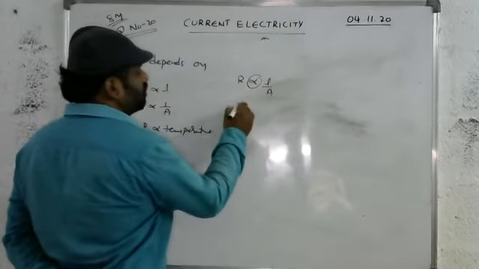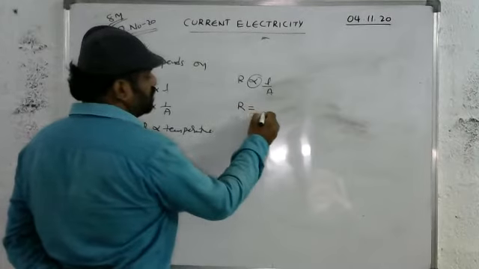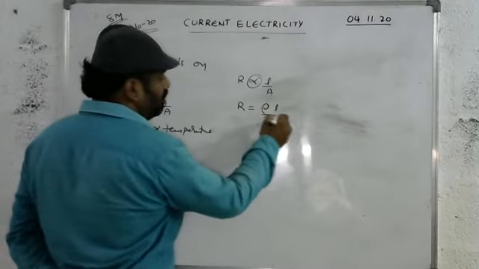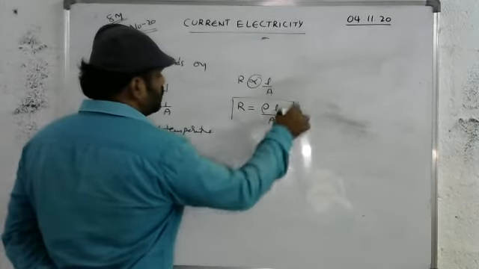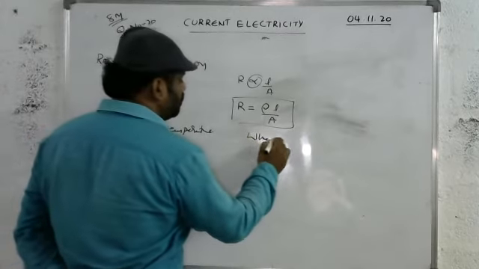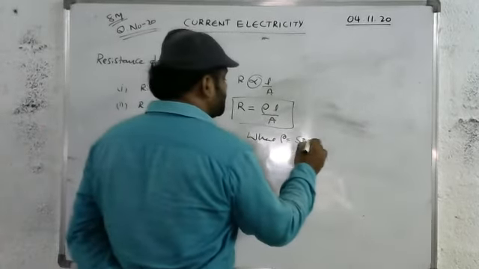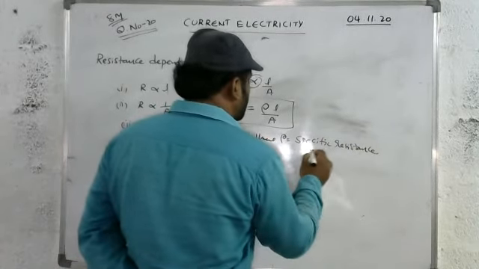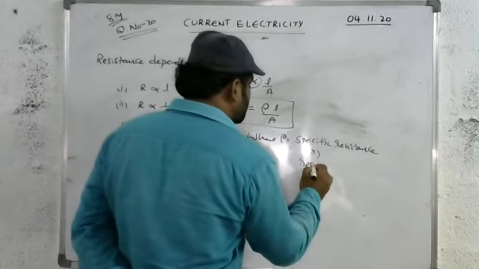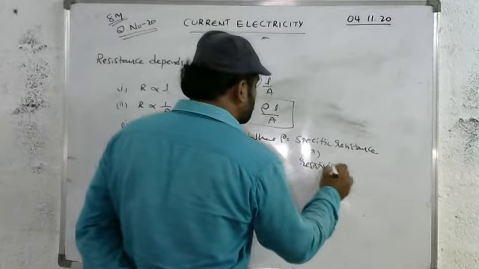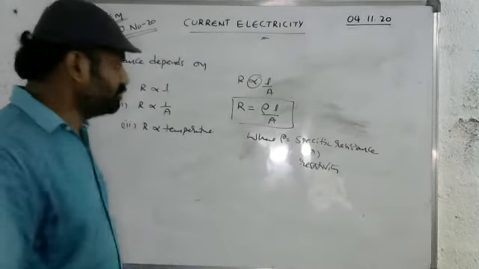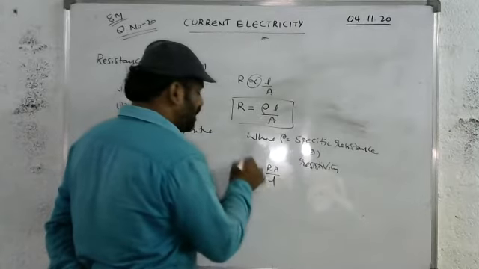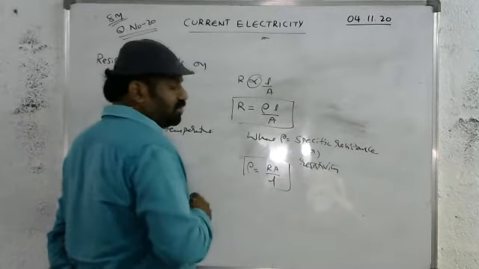If you want to remove this proportionality, you can keep an equals sign and some constant. This is called rho. R is equal to rho L by A, where rho is called specific resistance, or we can call it resistivity. So rho is equal to RA by L, by cross multiplication.